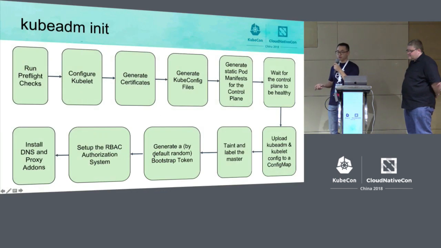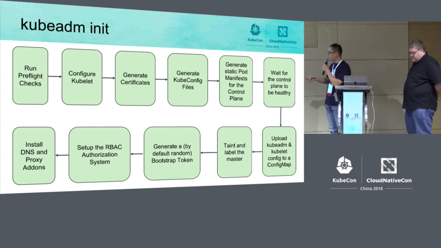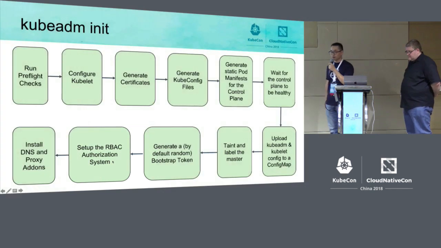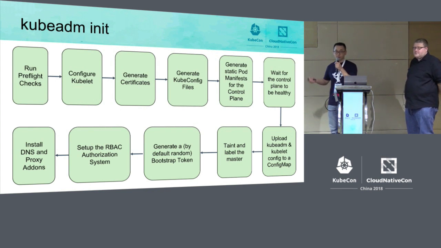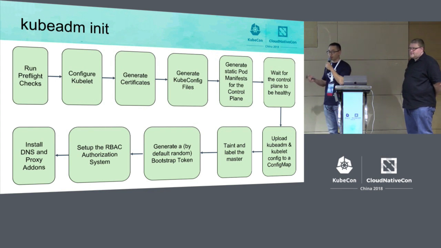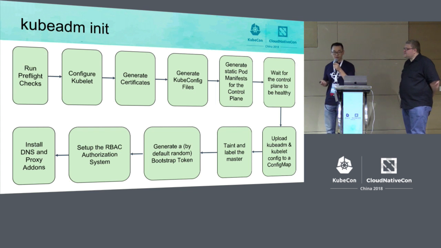So the nodes will use this token to join the cluster. And since the community has enforced RBAC to the API server, we need to set up some RBAC rules in the cluster, including allowing the node to send CSRs to the API server to rotate its certificates. The last step is to install some add-ons. These add-ons normally include DNS, CoreDNS, and kube-proxy to run as a daemon set in the cluster.